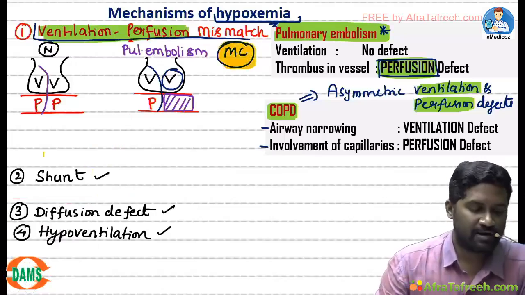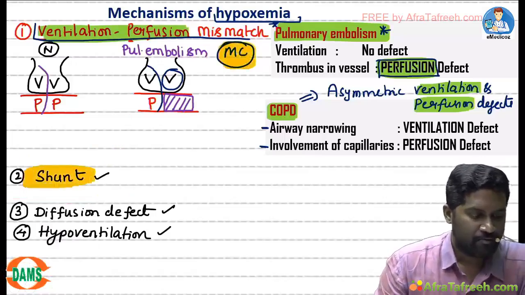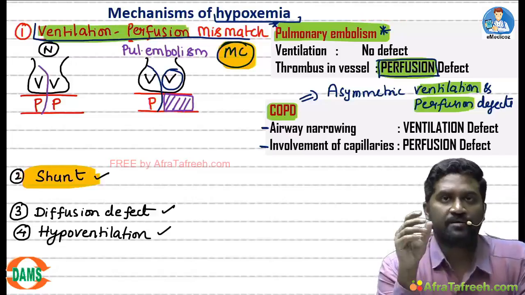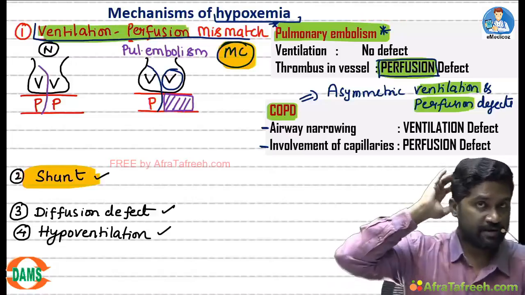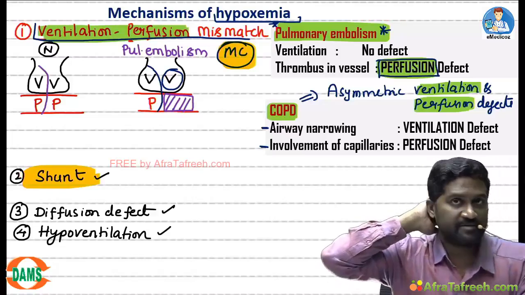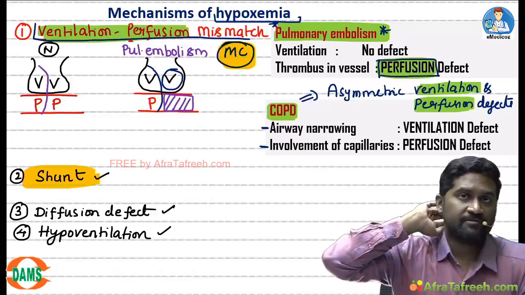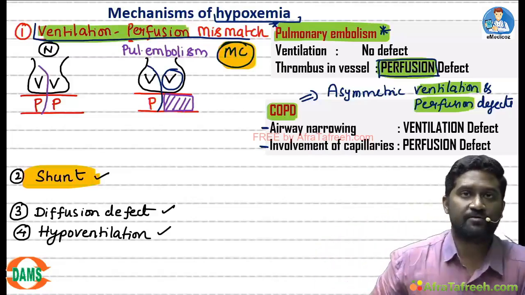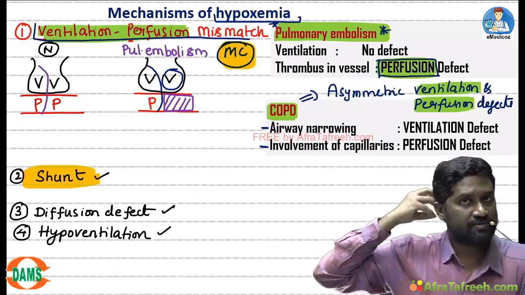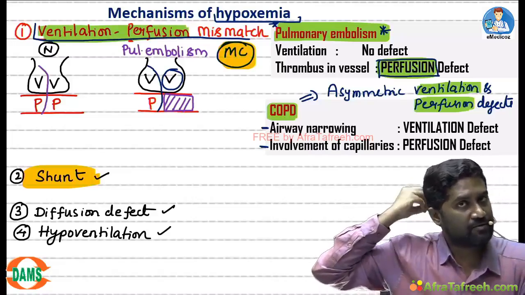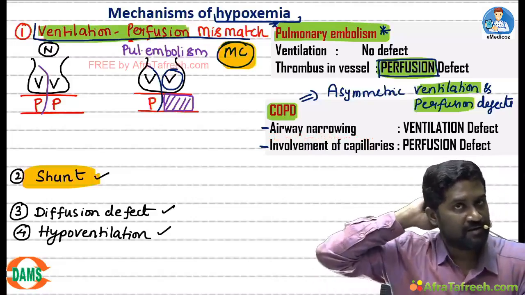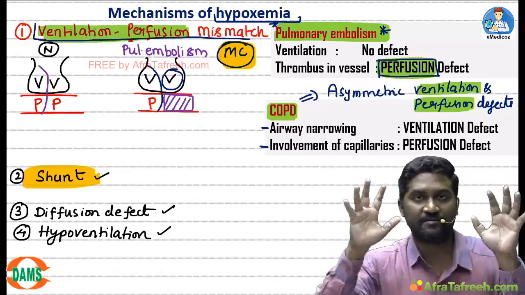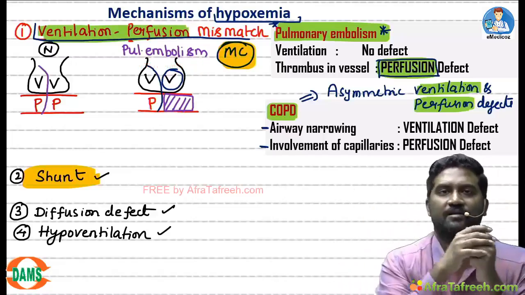The next important mechanism is shunt. Now what do you understand by the term shunt? Shunt means movement. For example, if there is some excess pressure in the ventricles of your brain, you do a surgery called ventriculoperitoneal shunt. Through this shunt, you make the fluid move into the peritoneal cavity and decrease the pressure. So a diversion or movement is a shunt.